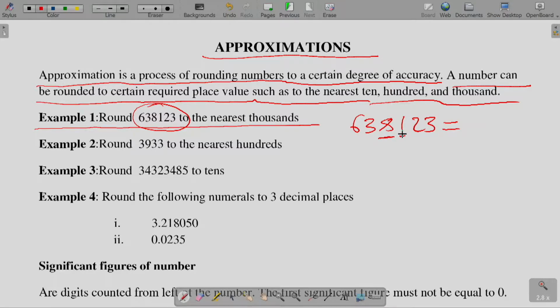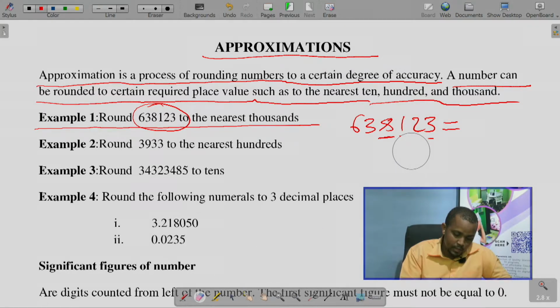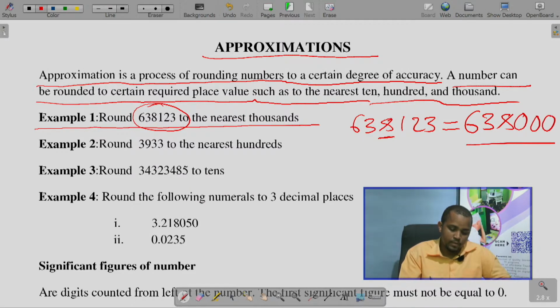This one is the place value for hundreds, this one for tens, and the last one for ones. So the place value for 1000 will be here. Let's round it. If you round this number, the answer will be 638,000. That one will be the answer.